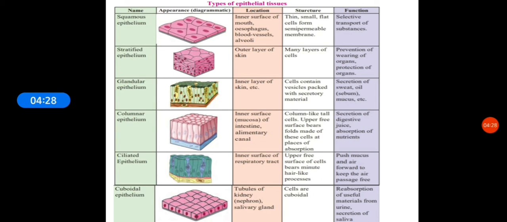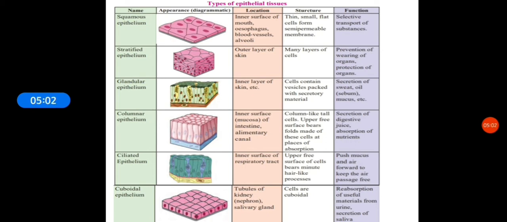Second type, stratified epithelium. It is present in the outer layer of the skin and it is made up of many layers of cells. It helps in the prevention of wearing of organs and protection of the organs. The third type is glandular epithelium. It is present in the inner layer of the skin. It contains cells which are packed with vesicles of secretory material, and it performs the function of secretion of sweat, oil, and mucus.